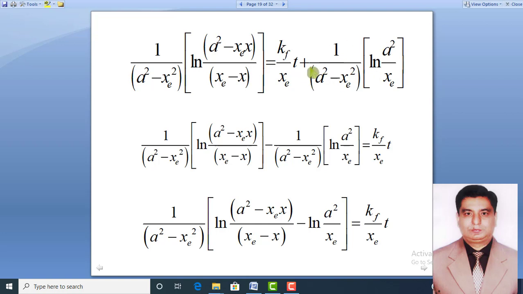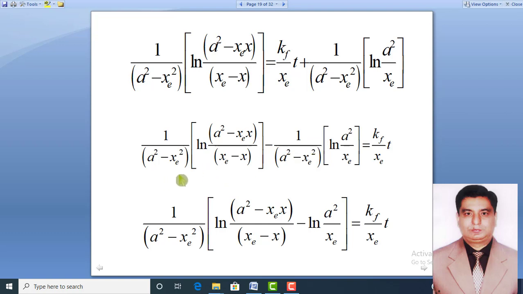Dear students, here the value of c is positive. If we take this positive value to the left hand side, it will become negative. So according to simple mathematical rules, k_f t over x_e will be equal to the left hand side minus the value of c.